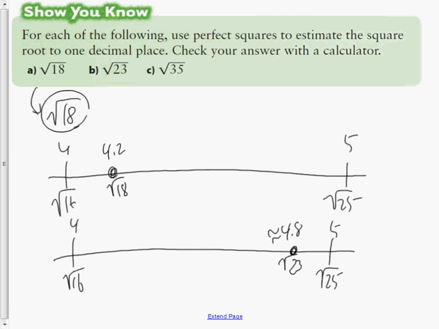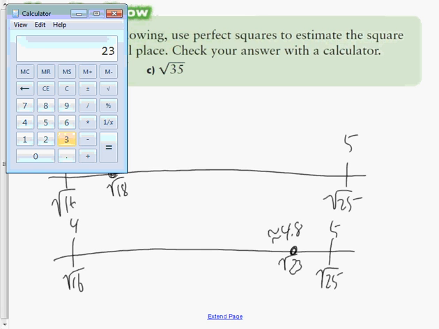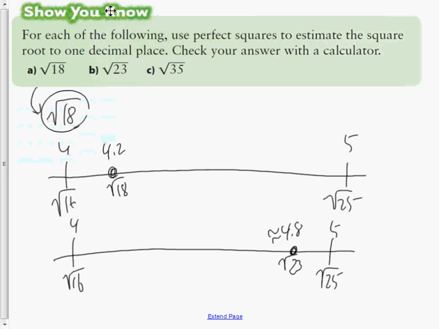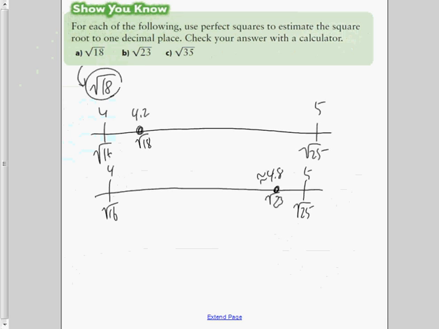If I bring my calculator up here and ask, what is the square root of 23? It tells me 4.79583, which if I round it to one decimal place would be 4 decimal 8. Good estimation. And the last one is, what is the square root of 35 using a number line?